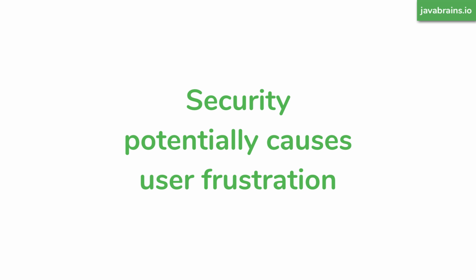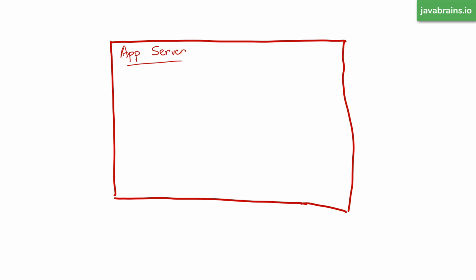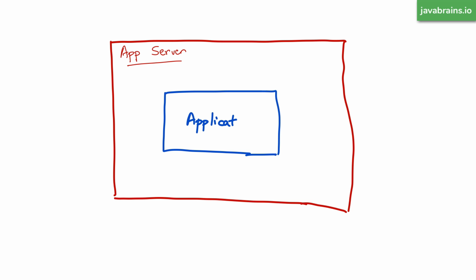So why do we have to do this? My web server has security built in. Why should I, as an application developer, need to deal with security? Well, here's the thing. All the operating system level security, the JVM level security, the app server security, that's all kind of handled for you already. What we're talking about here is application level security.